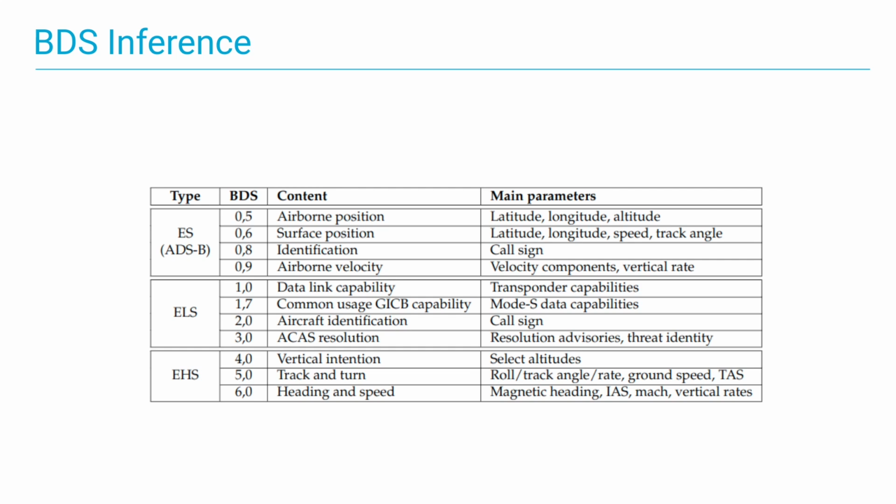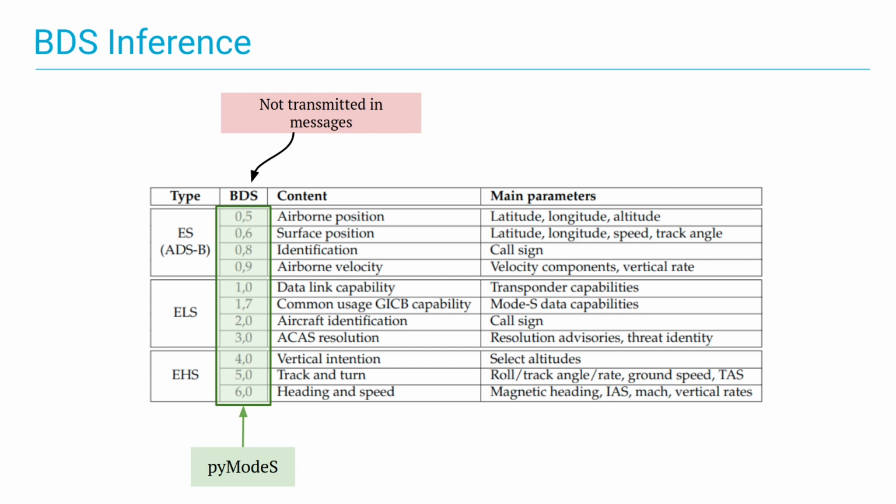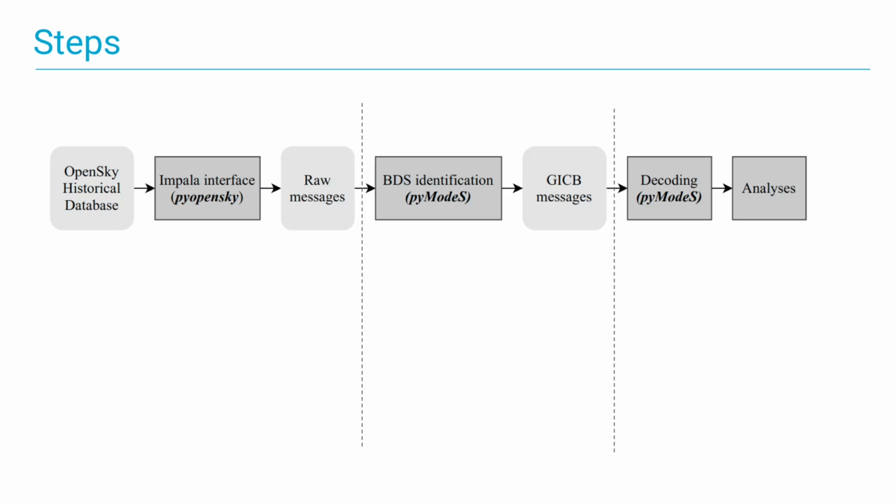I mentioned the BDS code inference in the last slides. It is important to emphasize that the BDS code are not transmitted in most messages, including the GICB message with BDS 17. So we use PyModeS to properly identify all the common BDS code and extract only the BDS 17 messages for the analysis in this paper.